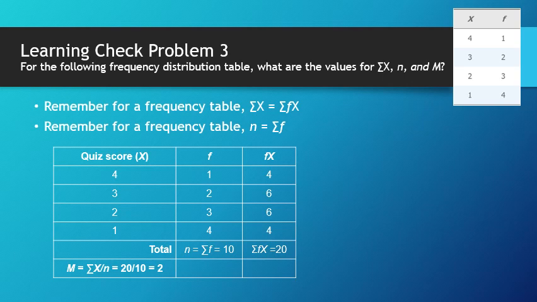Finally, you're going to use your mean equation, which is summation of x over n, and put in 20 divided by 10 and get 2 for a mean.